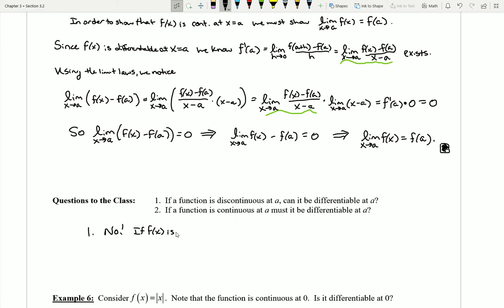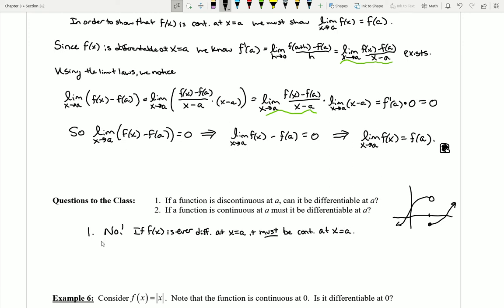If f of x is ever differentiable, I'll abbreviate it with diff, at x equals a, it must be continuous at x equals a. So it's not possible to have a graph that is disconnected somewhere and differentiable at that point. Any time I come across a graph with a break, like we've seen sometimes in functions this semester, I know the function is not continuous at that break, and so automatically it cannot be differentiable there.